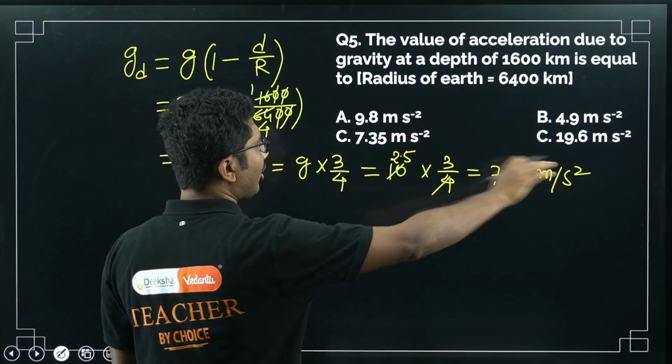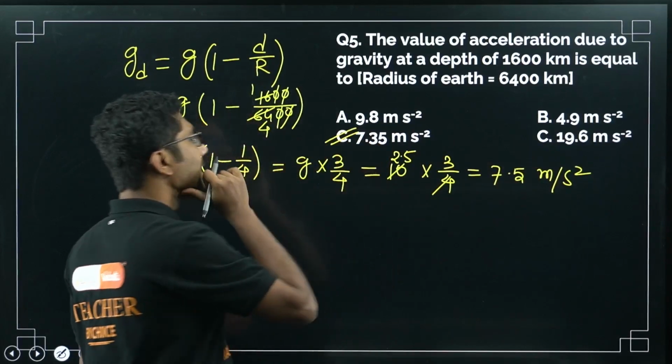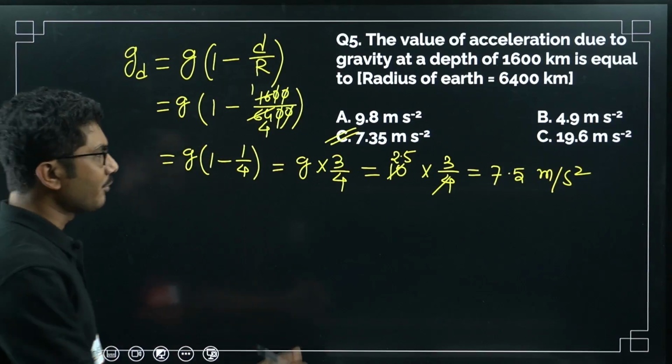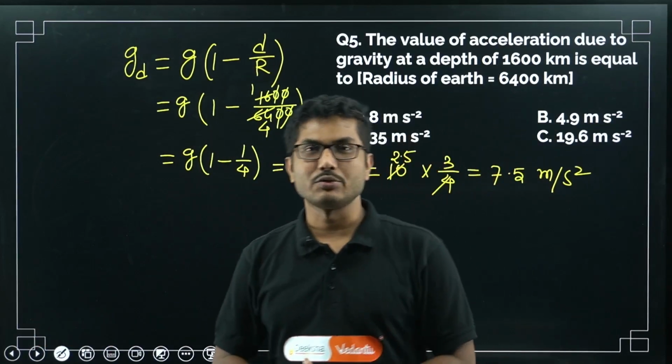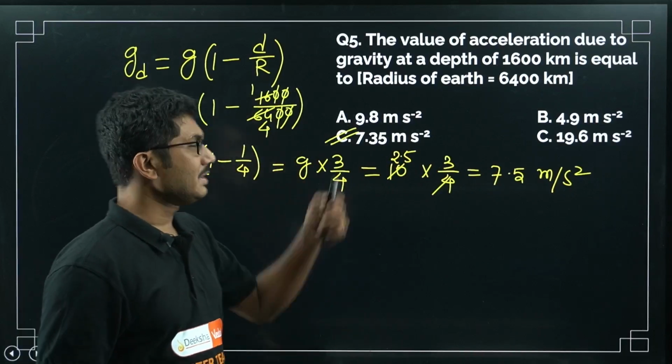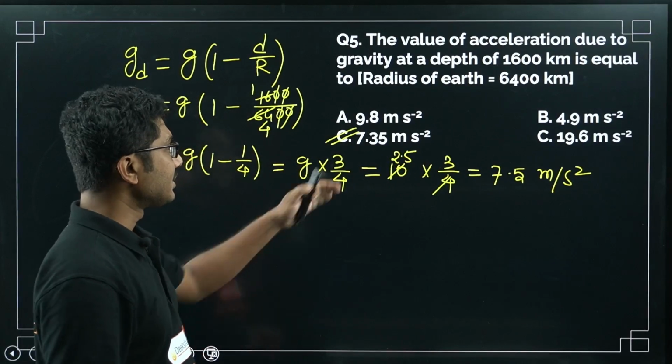Okay, so if you check the options, the only correct answer from the given options is 7.35, because we have approximated the value, so the answer closest to our approximated value is 7.35. So this is the correct answer.